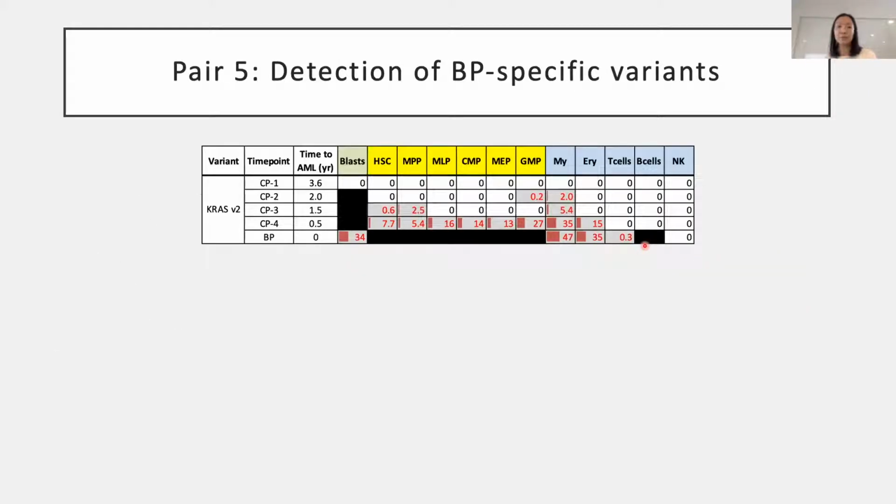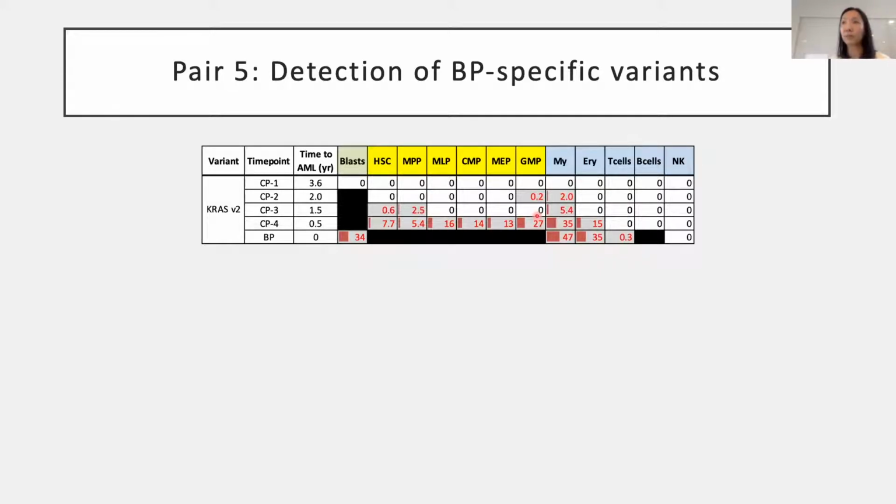So on this slide, I'm summarizing ddPCR results specifically for pair 5. In this sample, there were 3 blast phase specific mutations that were not detected by whole genome sequencing. There were 2 variants in KRAS and 1 variant in NRAS. We had intervening samples available for this sample, and we see that in our first time point, using ddPCR, we were not able to detect this variant at 3.6 years prior to blast phase diagnosis.